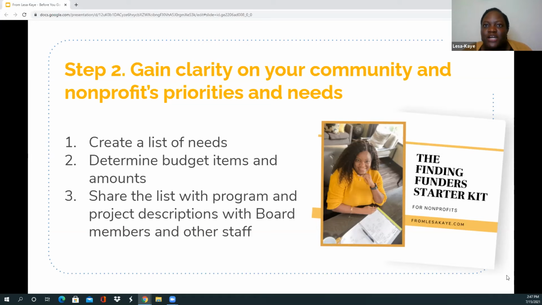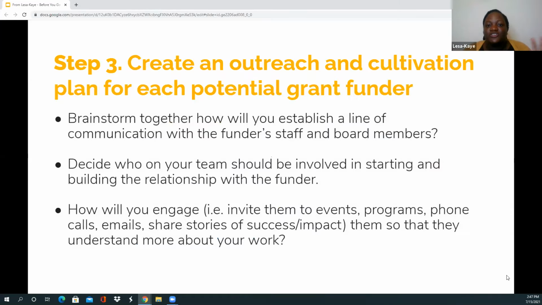Step number 3 is to create an outreach and cultivation plan for each potential grant funder. Now, this does not need to be a fancy plan. It literally can be bullets. And you'll brainstorm with your team, with your board: how do you establish a line of communication with a specific funder and the funder's board members?